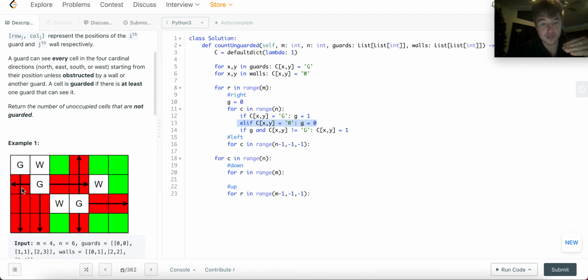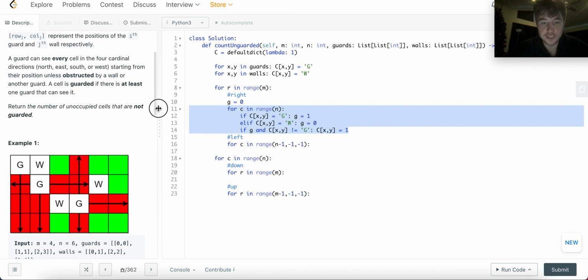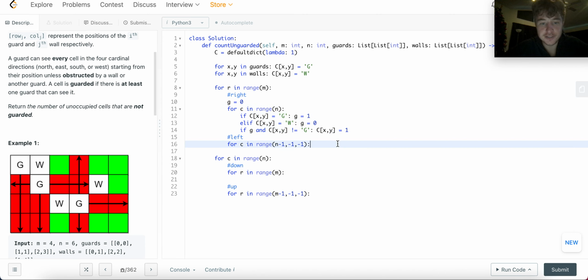Because the guard's going to be obstructed when it sees a wall. If it sees another guard, then the new guard will continue seeing, so it's still guard equals 1, right? If there's a guard and a guard, as long as it's not the guard itself, it'll continue seeing. Does that make a little bit of sense? Maybe you should review this a little bit, what I'm doing. Watch closely, right? But that's the basic idea. All right? And then we just do this for each range.